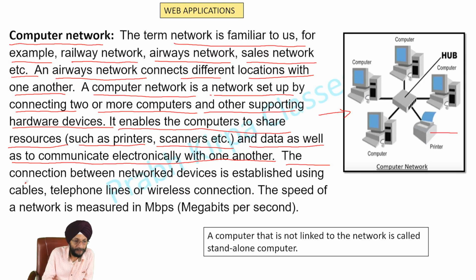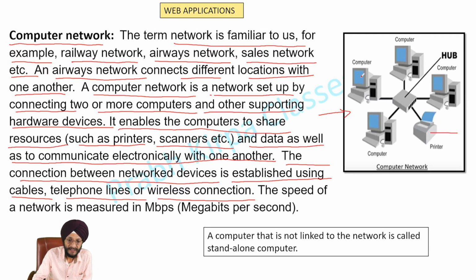The connection between network devices is established using cables, telephone lines or wireless connection. It means that the connection between all these computers may be wireless or through telephone lines or cable lines. The speed of the network is measured in Mbps. Mbps means megabits per second.